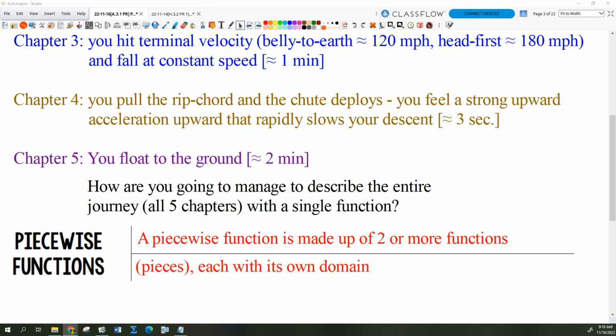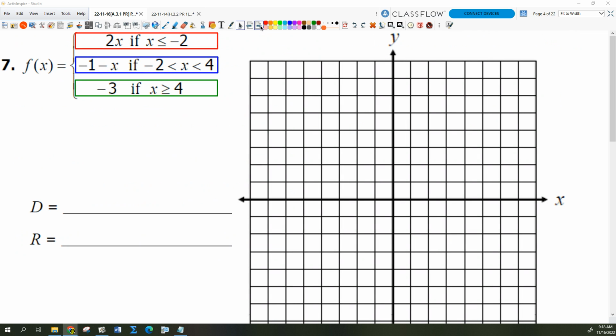Okay, so again, a piecewise function is just a function that's made up of two or more individual pieces or functions. And each of those parts has its own domain. Let's look at an example. And this is really all we'll get to today, just start looking at one example. This is what a piecewise function looks like.